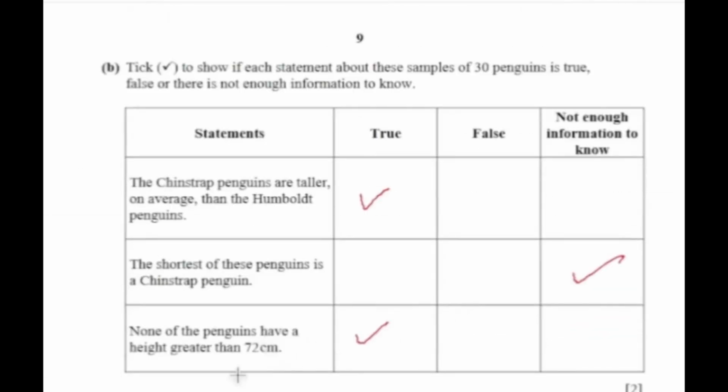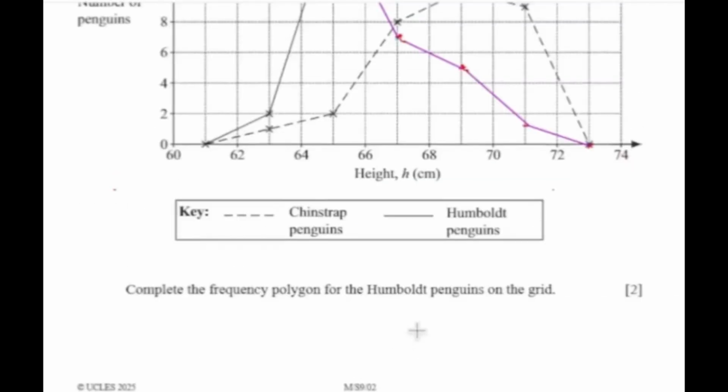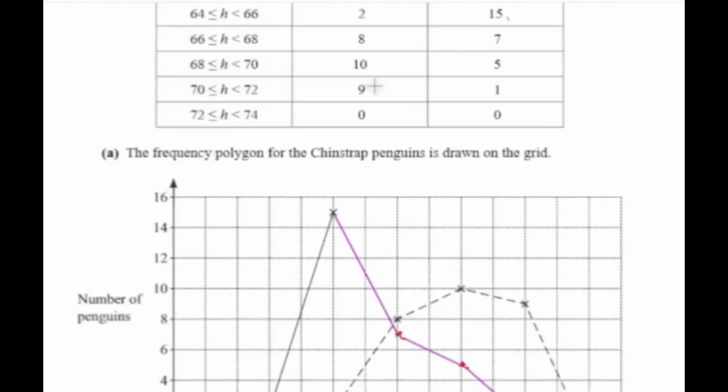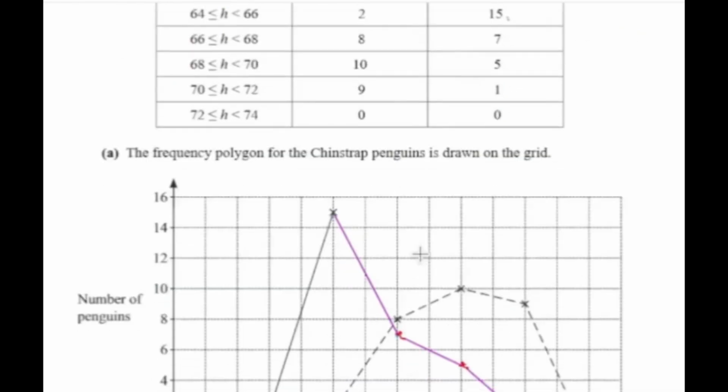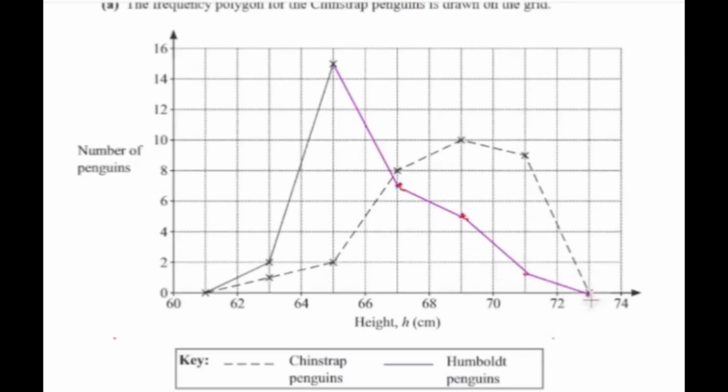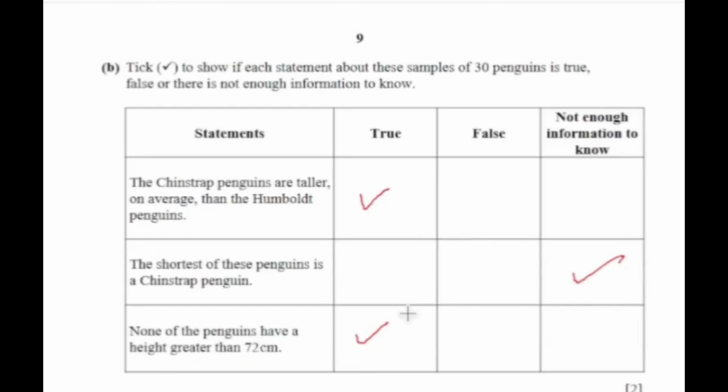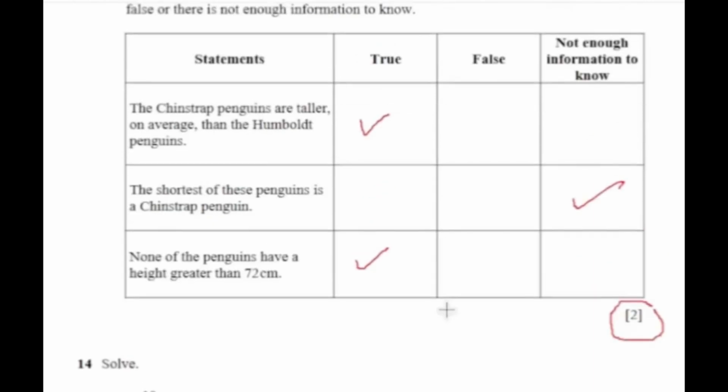Now, none of the penguins have a height greater than 72 centimeters. That is true, and it's very clear from the frequency table. Between 72 centimeters to 74 centimeters, it gives 0, 0. So we don't have any of these penguins that fall within this height range. So we take this as true. It's very important that you take these three correctly for you to earn the 2 marks. If anyone slips, you may end up earning just 1 mark from this question.